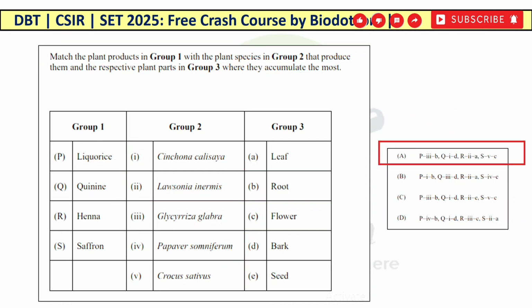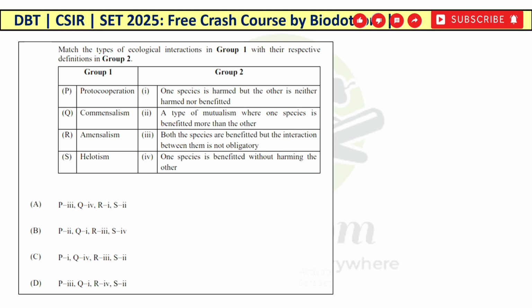Now let's move on to the next question. The next question is again a matching question. You have to match the type of ecological interaction in group 1 with their respective definition in group 2. So it is protocooperation, commensalism, amensalism, helotism. Out of all these options, you must be aware of commensalism.